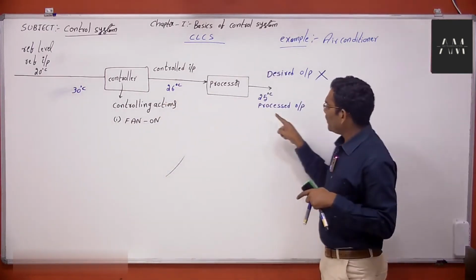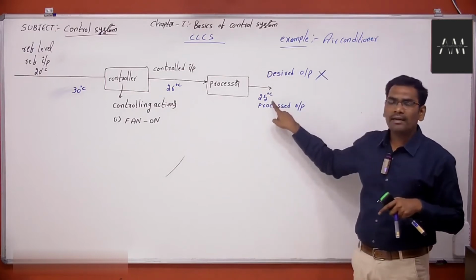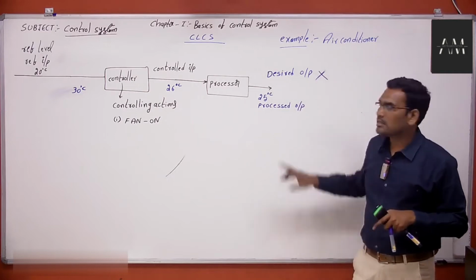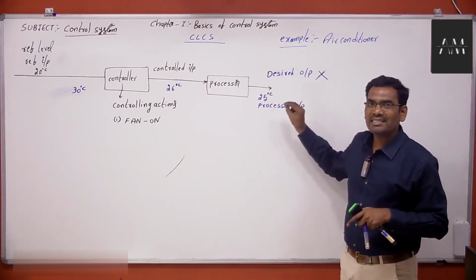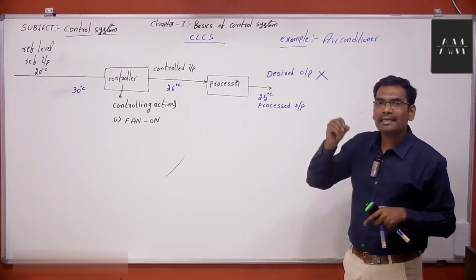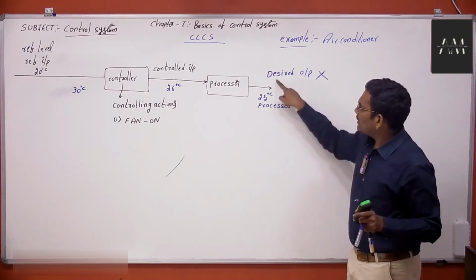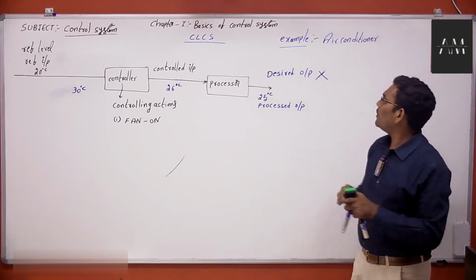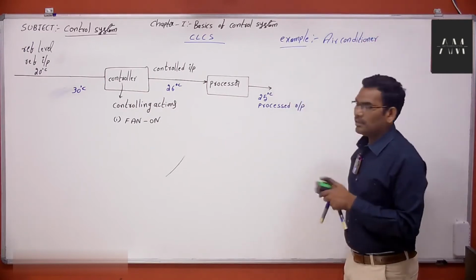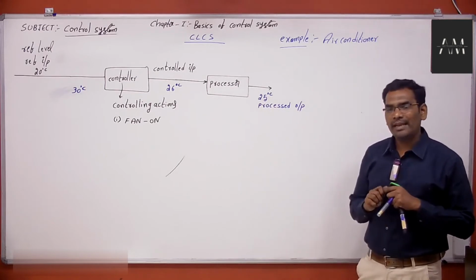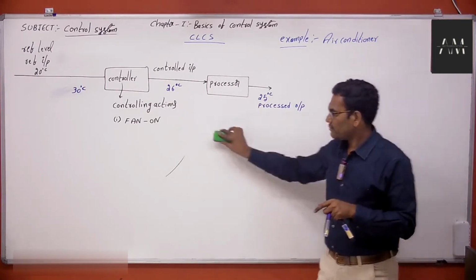But how much output are you getting here? Here 25 degrees centigrade temperature, then how can you say this is the desired output? This is wrong. This is not the desired output. This is just a processed output in the case of a closed loop control system. The processed output is called the desired output only in the case of an open loop control system. Therefore, this is just a processed output only.